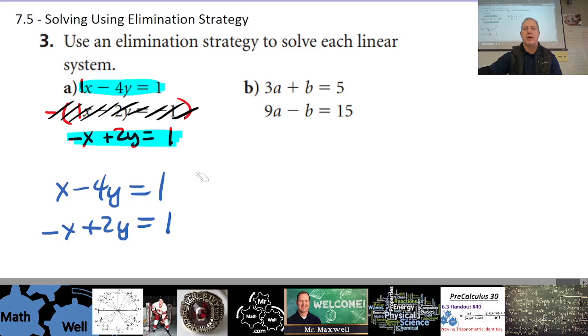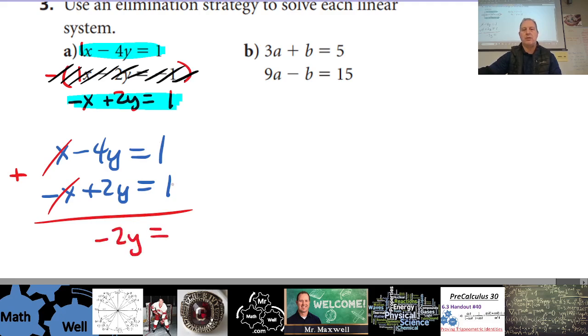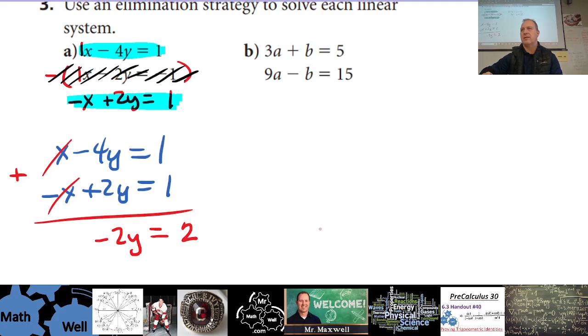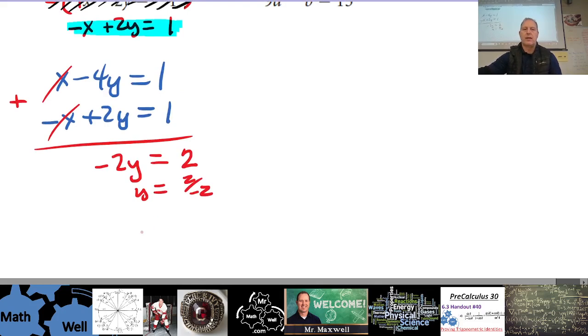Then you can simply add each of the terms. So now we're adding this. x minus x is just 0x. You don't have to write the 0, but that's the whole point, to eliminate one of those variables. And then negative 4 plus 2 is negative 2y equals 1 plus 1 is 2. All right, everybody okay with that step? Any questions about that step? That makes sense? All right, y is 2 over negative 2, or y equals negative 1.